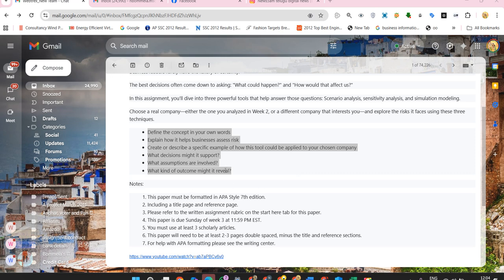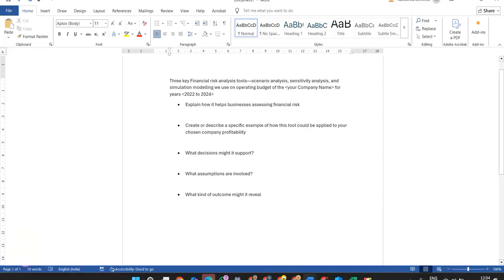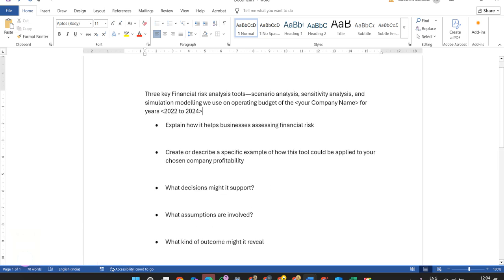Now, how to address this one? I suggest you use this prompt. This is the prompt that I created, using which you can generate proper information. Here you should mention your company name, and you should mention the years for which you generated that information.